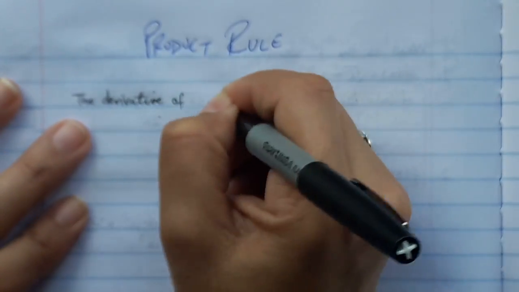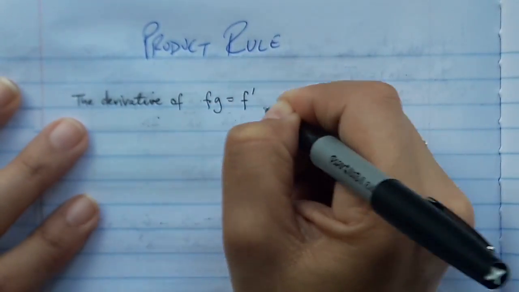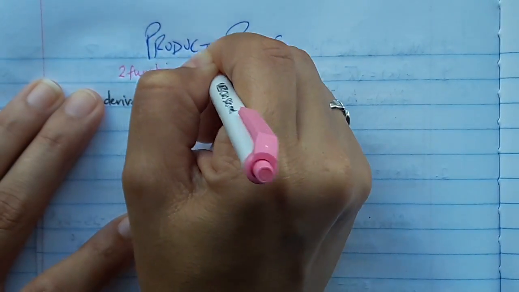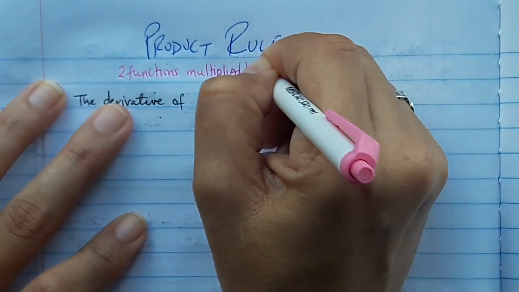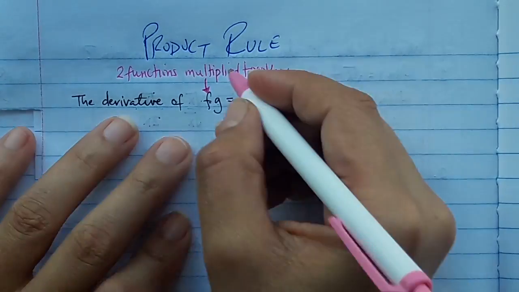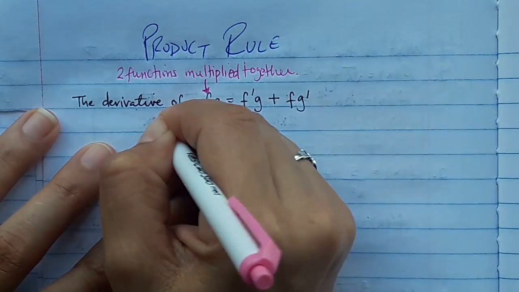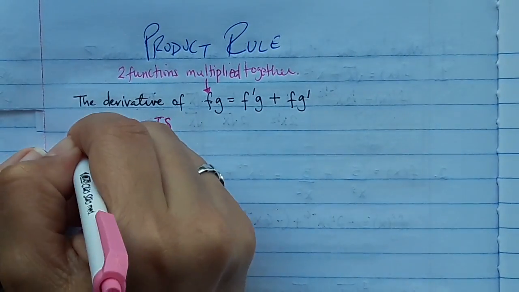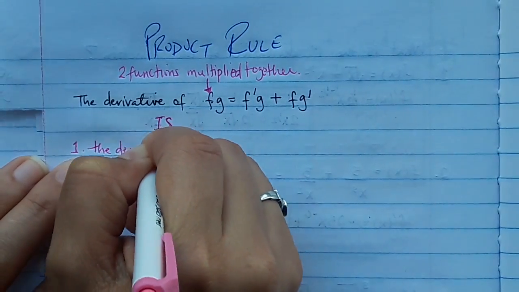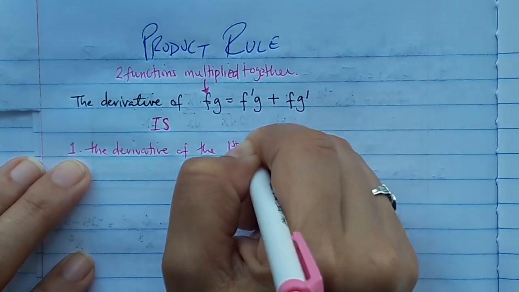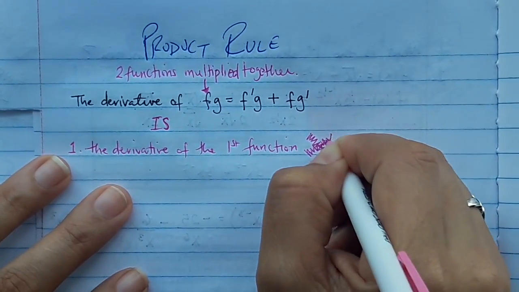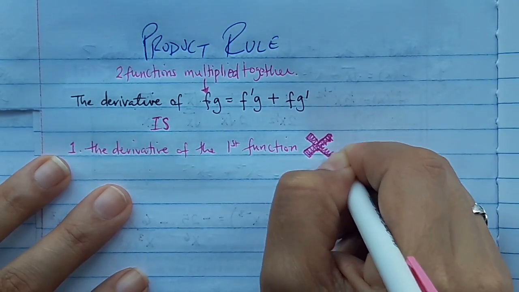So what the product rule says is the derivative of two functions multiplied together is the derivative of the first times the second plus the derivative of the second times the first. This is a listening check, underline product rule in the title, underline product rule. 1. The derivative of the first function, in this case f, times the second function, not the derivative of it, just the second function as it is.